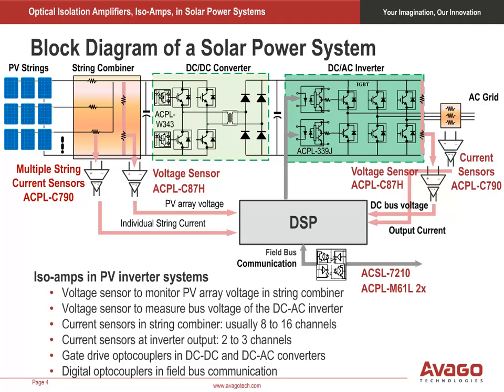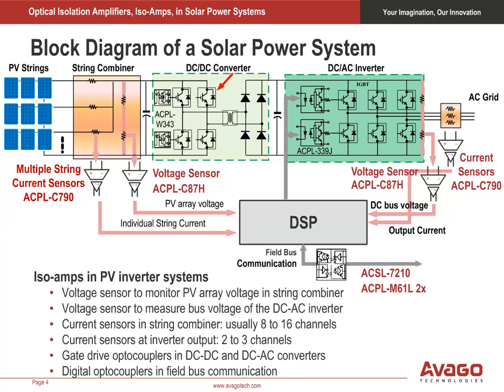Here is a simplified block diagram of a PV power system. Panels generate DC current, and they are arranged in arrays and strings. The string combiner combines the different current branches. In the string combiner, isoamp current sensors measure branch current, and an isoamp voltage sensor measures the bus voltage of the DC to AC inverter.